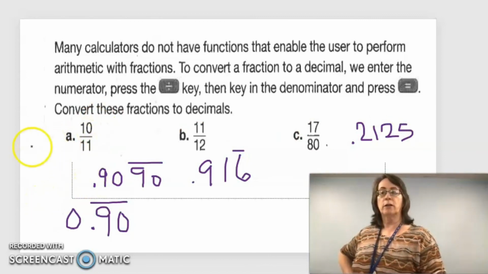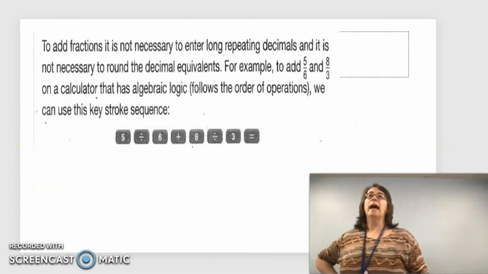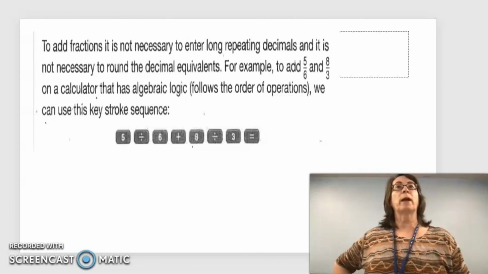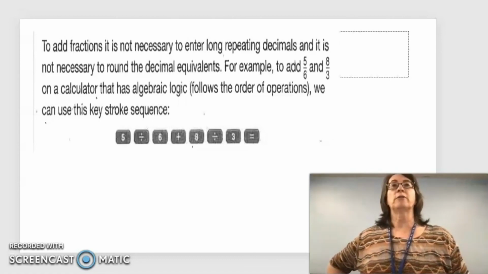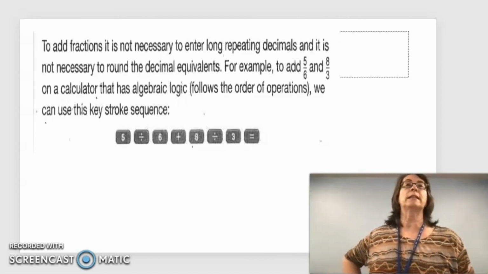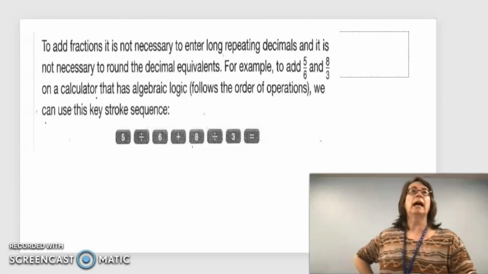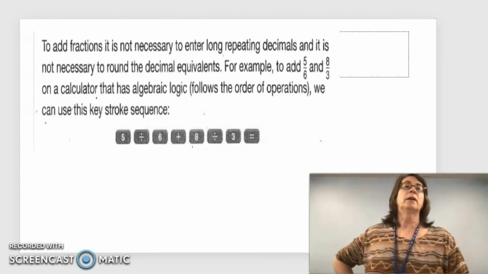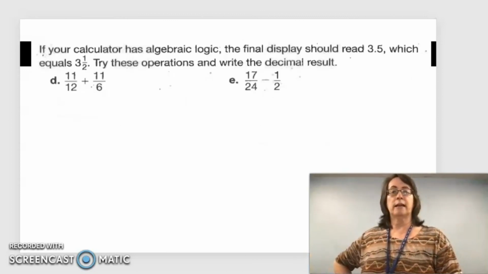Okay, so here we go to the next one. It says to add fractions, it is not necessary to enter long repeating decimals, and it is not necessary to round the decimal equivalents. For example, to add 5/6 and 8/3 on a calculator that has algebraic logic, which means it follows the order of operations, we can use this keystroke sequence: 5 divided by 6 plus 8 divided by 3. Because what's going to happen? The calculator is going to use order of operations, and it's going to do 5 divided by 6 first, then 8 divided by 3, and then it's going to end up adding the two together.